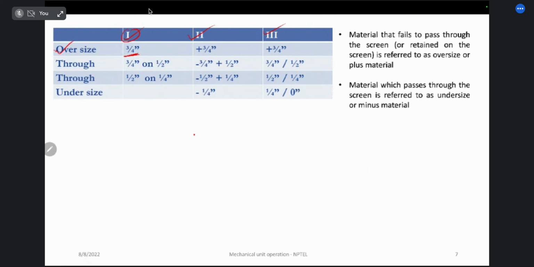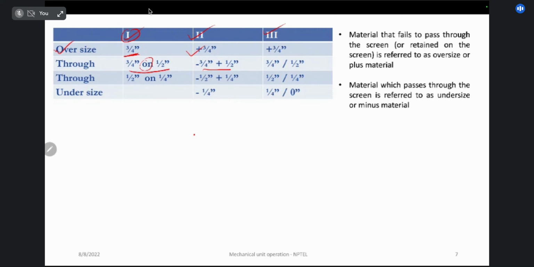In one method we mention 3/4 inch on 1/2 inch, meaning the material passed through 3/4 inch and is retained on the 1/2 inch screen. Same for 1/2 inch on 1/4 inch. In another method, we use mathematical symbols: if it is retained on 3/4 inch, it is plus 3/4; if it passed the 3/4 and is retained on 1/2, then minus 3/4 inch plus 1/2 inch.